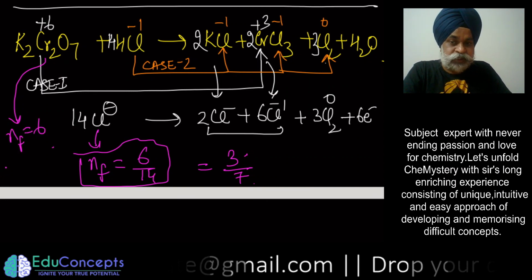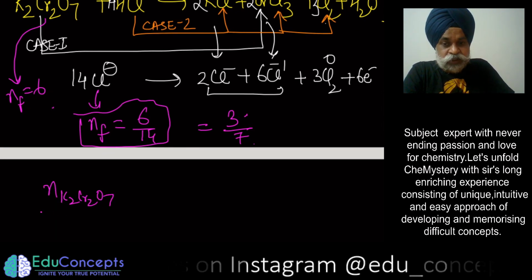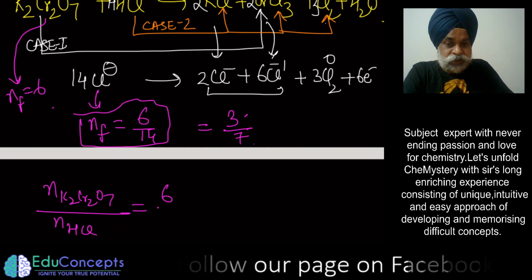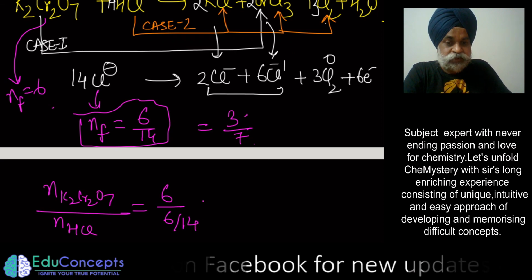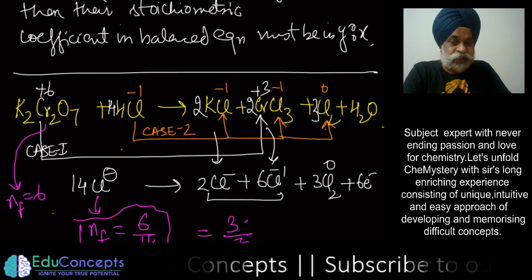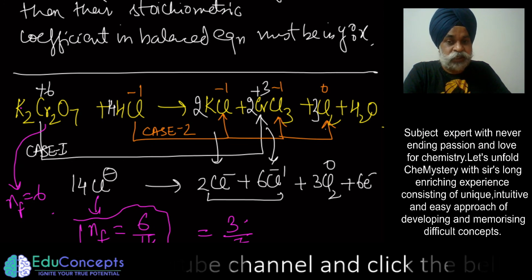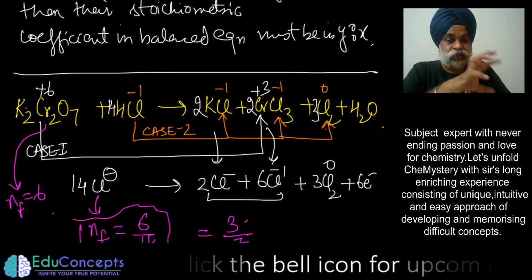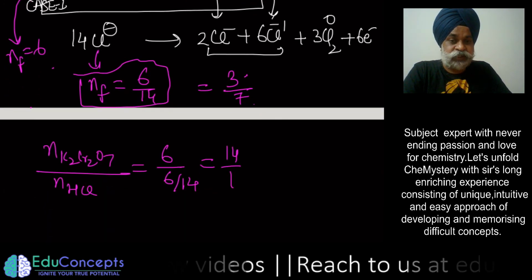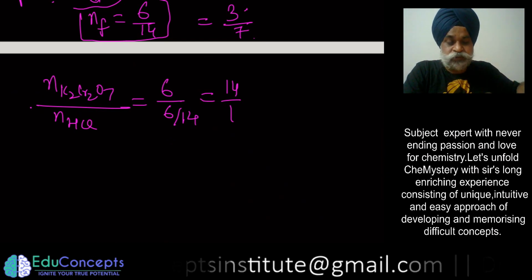So what you are able to see here is that the n factor of K2Cr2O7, which we have already done, to that of HCl is in the ratio 6 upon 6 upon 14. So that is 14 is to 1. So you could also see here that if you know the n factor ratio, without doing the balancing, you could find the stoichiometric coefficient ratio of that particular oxidizing and reducing agent during the course of the reaction. So this is another case which we have just done, where one element underwent change in oxidation state and is going to different products.